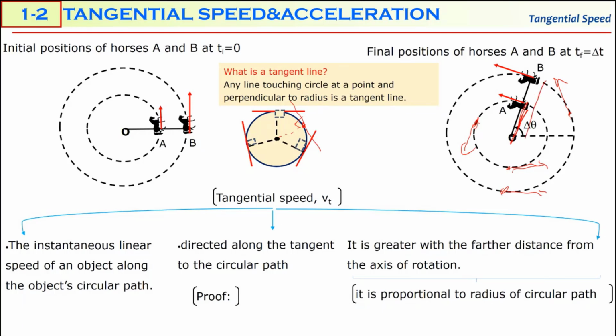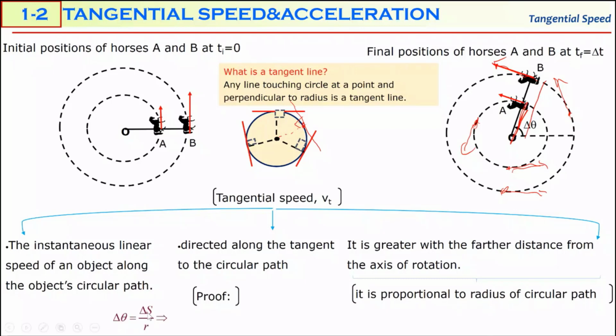Greater radius, which means the horse with a greater radius, of course, will be moving faster. So that's why tangential speed is proportional to the radius of the circular path. We can even get a proof for this. It's possible mathematically to make a proof. So I will show it to you.